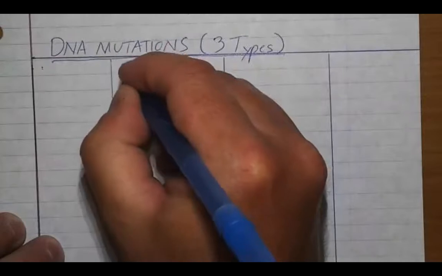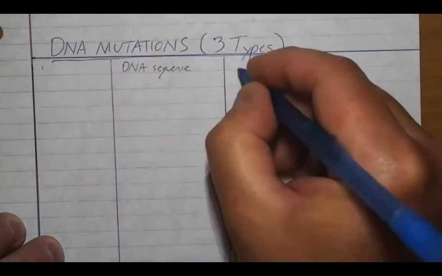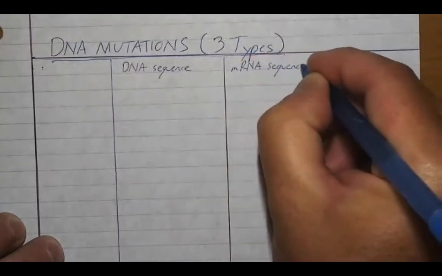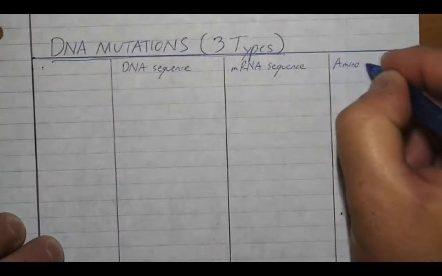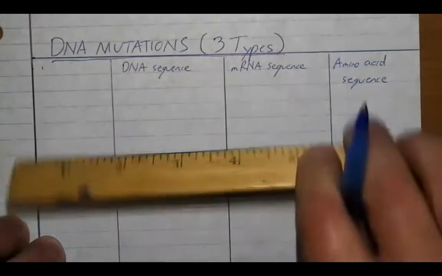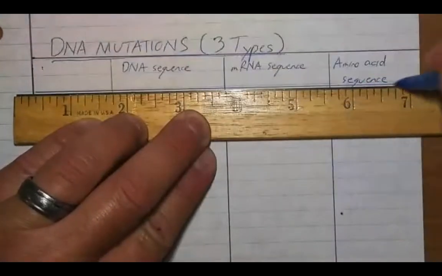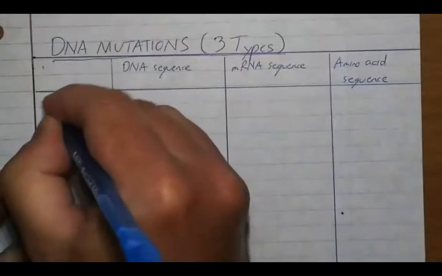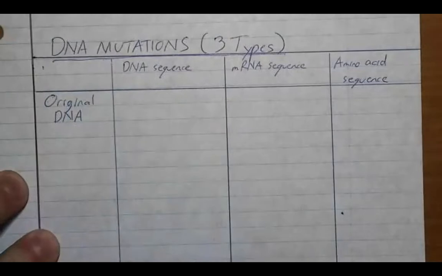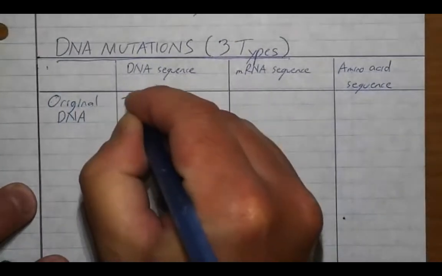Okay. So this is the DNA sequence in this column. This is the mRNA sequence. And this is the amino acid sequence, which is what you are going to be doing for your assignment this week. All right, so that's our heading. All right, so I'm going to give you the original gene, the original DNA. So this is like before any mutations took place. And I'm just going to give you some basic sequence.